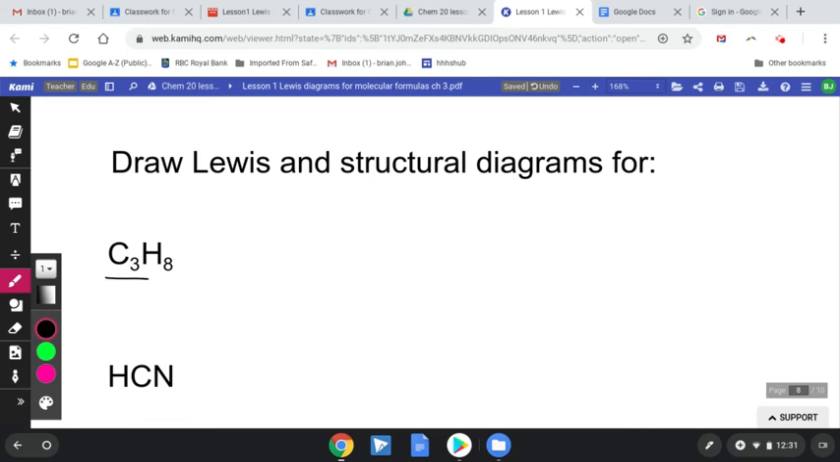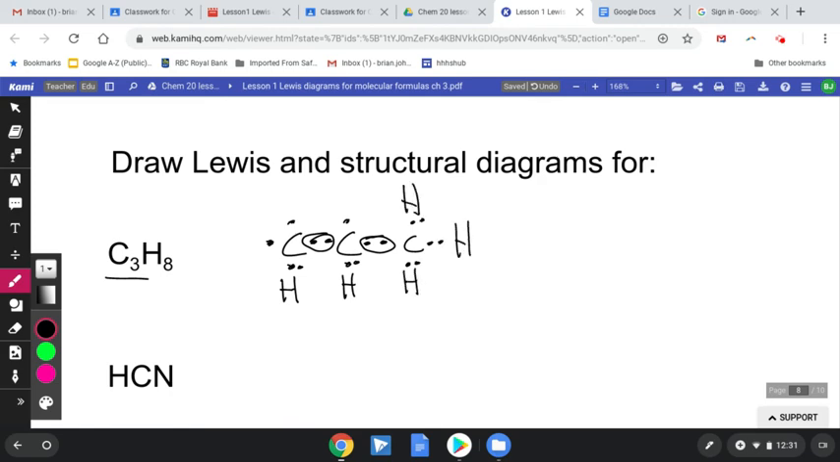Okay. C3H8. Carbon has the most bonding electrons, so those will be your central atoms. Carbon bonded to a carbon, bonded to a carbon. Okay, so I've used up 1 bonding electron from each carbon to tie them together. I have 8 hydrogens left, and you'll notice that I have 8 bonding electrons left. 1, 2, 3, 4, 5, 6, 7, and 8. There we go.